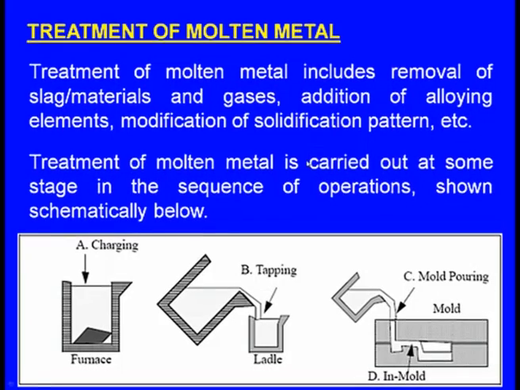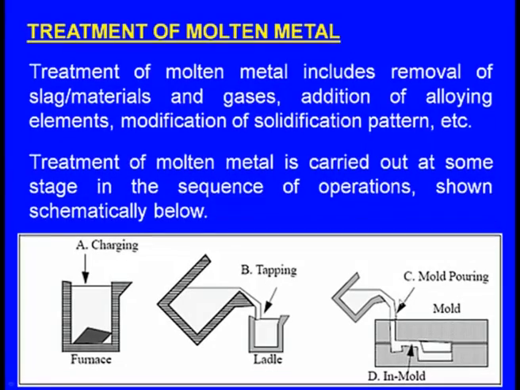Now, this treatment of molten metal is carried out at some stage in the sequence of operations shown below. What are they? This treatment of molten metal can be done when the molten metal is in the furnace. So, this is the furnace. Or this treatment can be done when we tap the molten metal into a ladle. This is the ladle and this is the furnace. Or this treatment can also be done after we pour the molten metal into the mold. So, this is the mold. At any of these stages, treatment of the molten metal can be done.